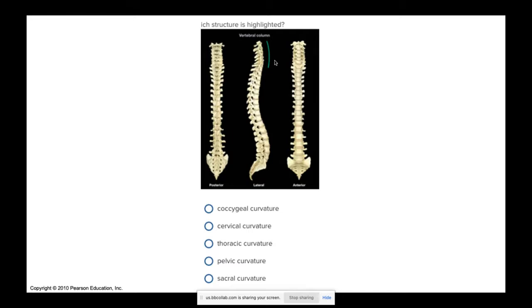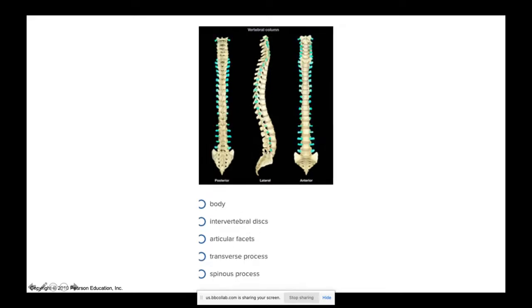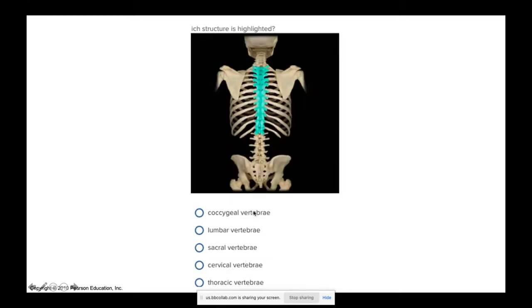Okay. So this curvature here is going to be the cervical curvature, 7 cervical vertebrae. What is the highlighted blue sections from all views, posterior, lateral, and anterior? That would be the TPs, the transverse processes. What section of the spine is this? Cervical is here, thoracic is here, lumbar is here, then you have sacrum and coccyx.